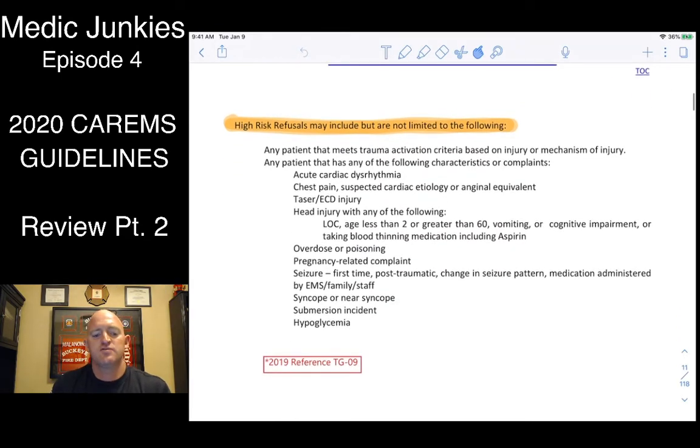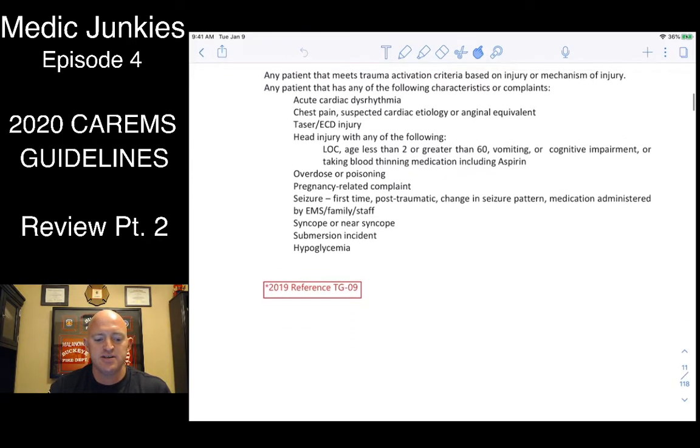All these high-risk refusals, ones that are going to have cardiac dysrhythmias, chest pains, tasers, any kind of head injuries, overdose, poisoning, pregnancy, seizures, syncopal episodes, drownings or submersions, and hypoglycemia.